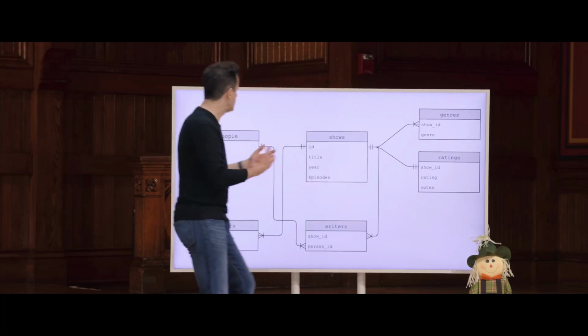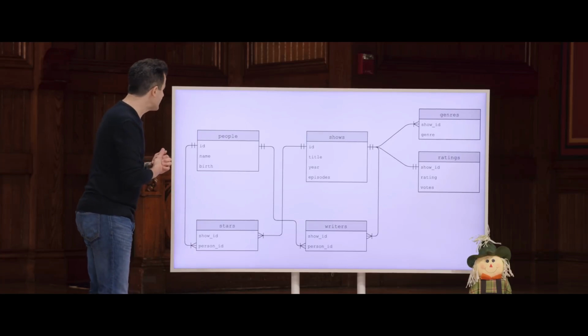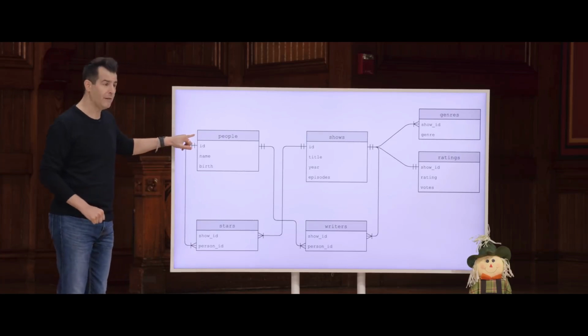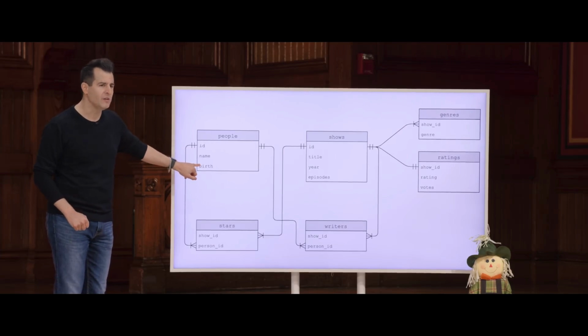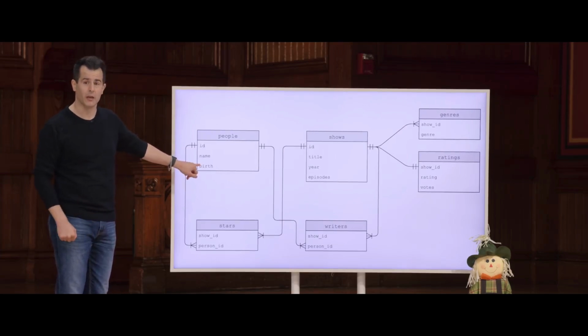So that's been factored out too, for better or for worse. Now let's consider people. People have just 3 columns: ID, name, and birth. But there's no mention of the TV show in which people have starred or the TV shows that a person has written. Well, why is that?